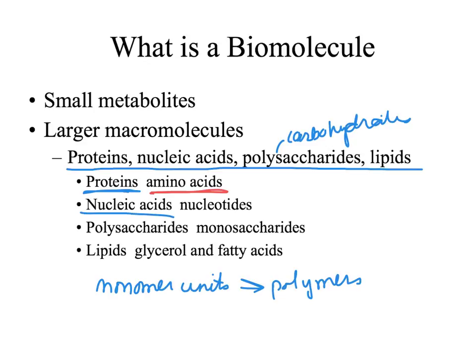The nucleic acid is the polymer, and the nucleotides will make it up. The polysaccharides, or those carbohydrate structures, are the polymer, and monosaccharides will make up that polymer unit. And then the lipids, the polymer of the lipids, comes from glycerol and fatty acids.